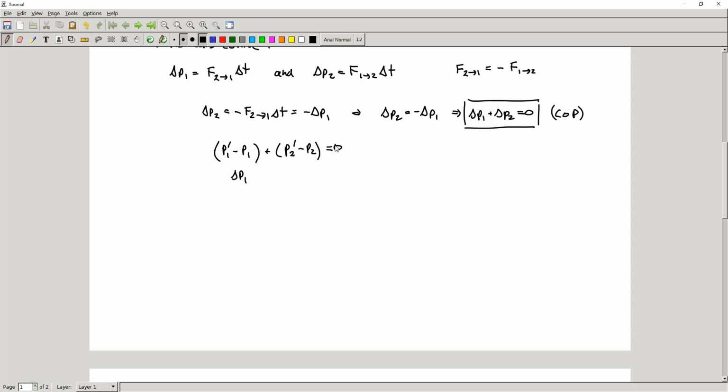So now I can just shuffle the pre-collision and the post-collision terms to opposite sides. This already is another statement of conservation of momentum, but I won't box that one. We don't use it in that form that often. But if I do separate it out, we end up with P1 prime plus P2 prime equals P1 plus P2, right? And this is a very useful form that we're going to use most of the time, okay?